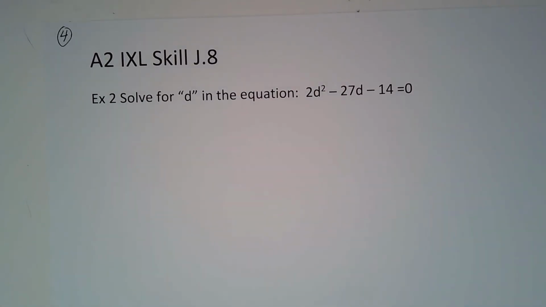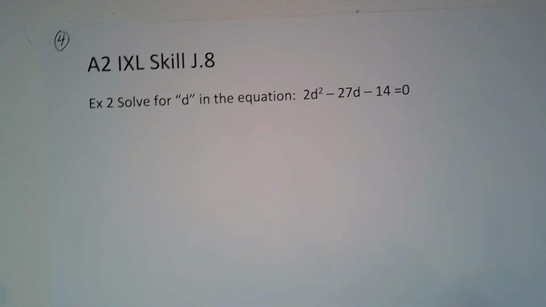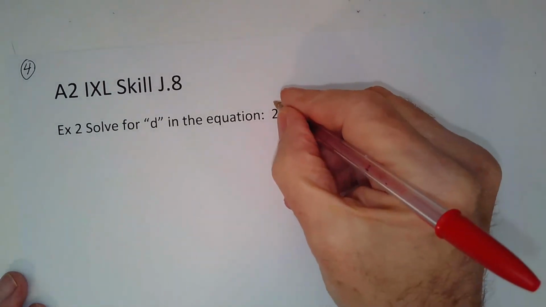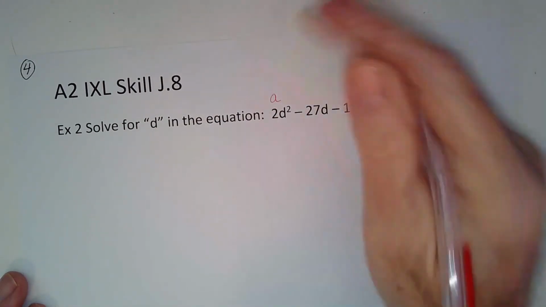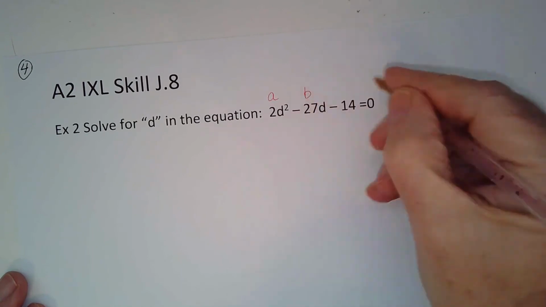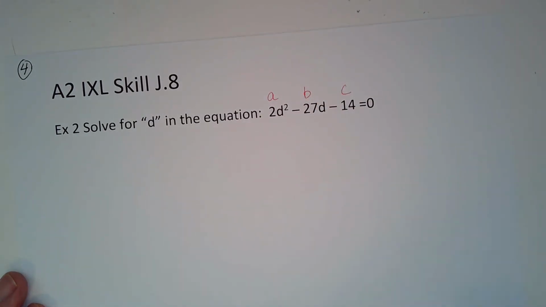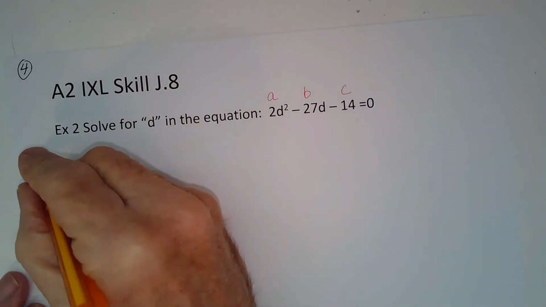Okay? All right, so we're going to use the exact same process that we did before. We're going to factor, and then we're going to use the zero property rule. Okay? So, again, my a, in this case, is going to be 2. My b is going to be negative 27. My c is going to be negative 14. I'm going to factor.